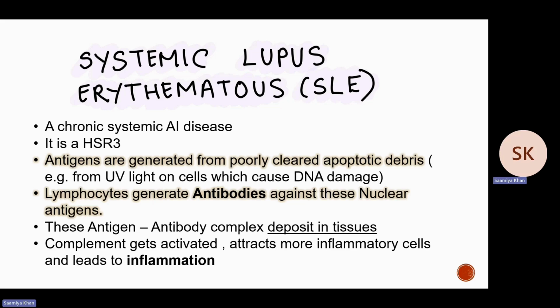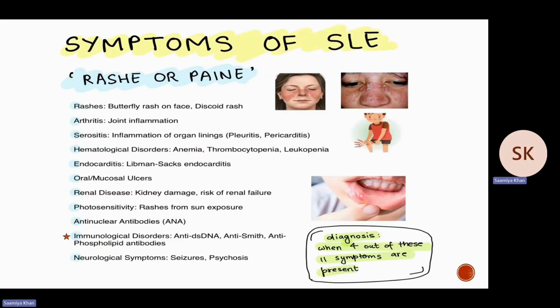So now we have antibodies against these nuclear antigens, and these antigen antibody complexes are the ones which are depositing in the tissues. And when they deposit in the tissues, the complement system gets activated, attracts more immune cells or inflammatory cells, and this leads to inflammation. In the next slide, I have mentioned some symptoms of SLE, and you guys can remember it with a very simple mnemonic, which is rash or pain. So let's just discuss it really fast, what the symptoms are.